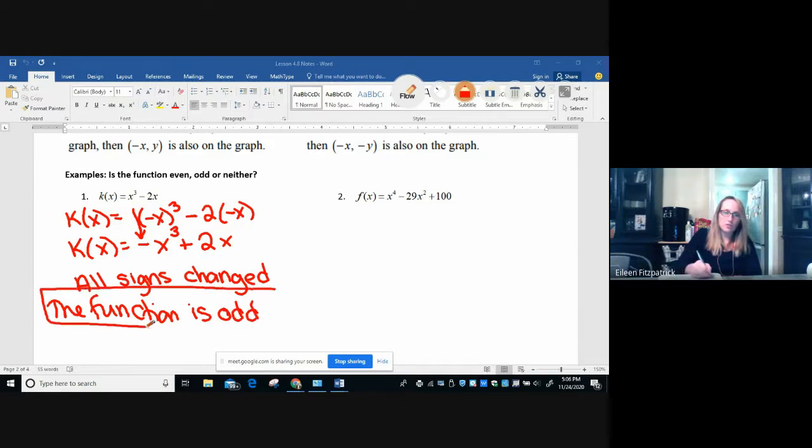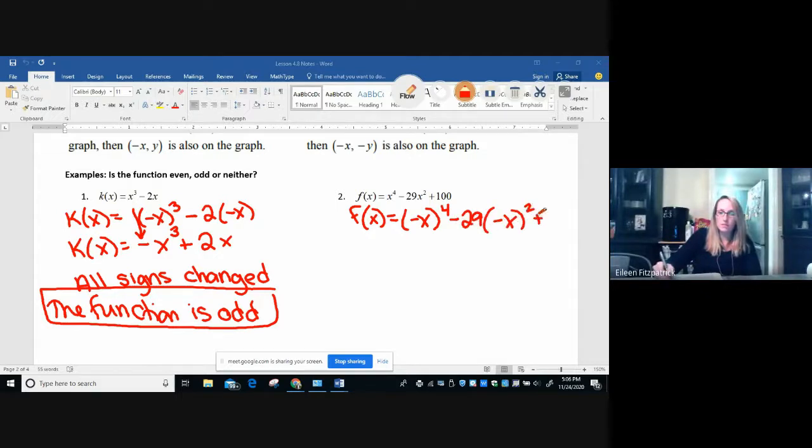All right, let's try it for the next one. So everywhere I see an x, I'm going to substitute in a negative x. So negative x raised to the fourth minus 29 times negative x raised to the second plus 100. When I multiply a negative an even number of times, it's going to come out to a positive, all right? And here as well, a negative multiplied an even number of times is a positive, and then plus 100.